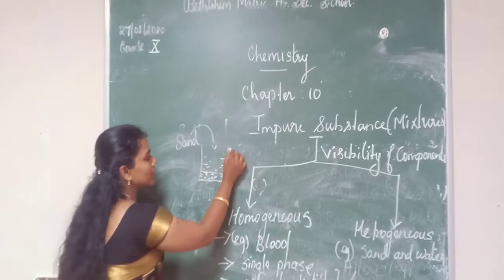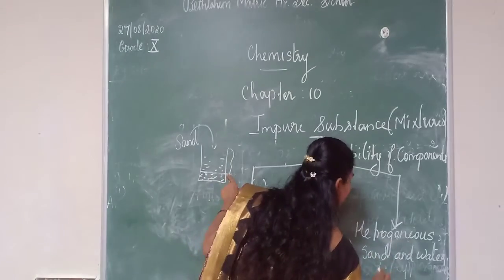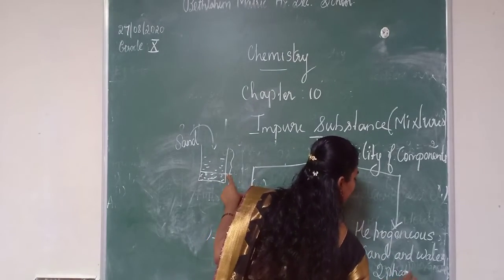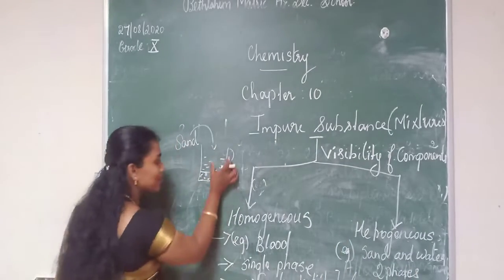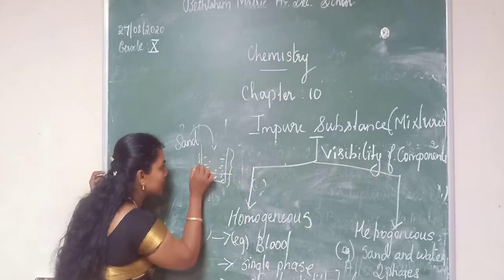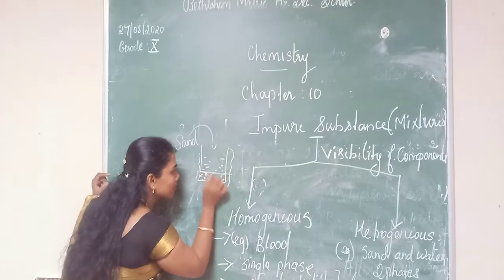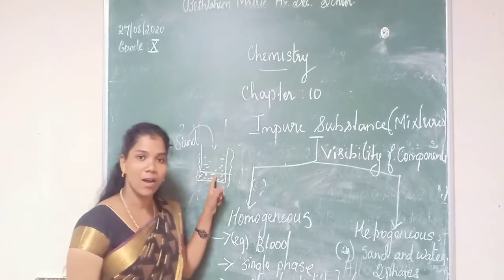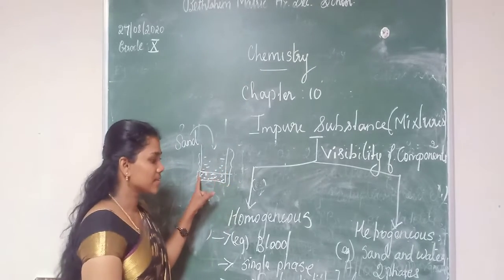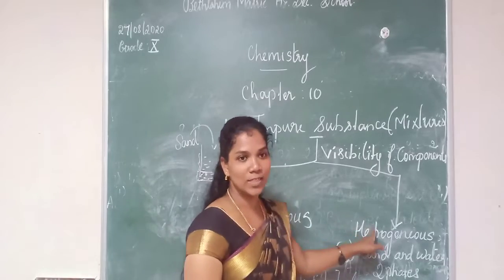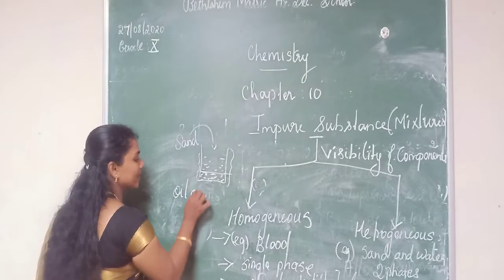Okay. So it will show how many phases? Two phases. That means it shows some boundary. We can see the boundary for this, isn't it? Up to this much is water and here the solid particles are there. So this is the boundary. So it shows two phases or more than two phases, or it shows boundaries. Okay. Such mixtures are called as what mixture? Heterogeneous mixture. Another example you can take is oil and water.